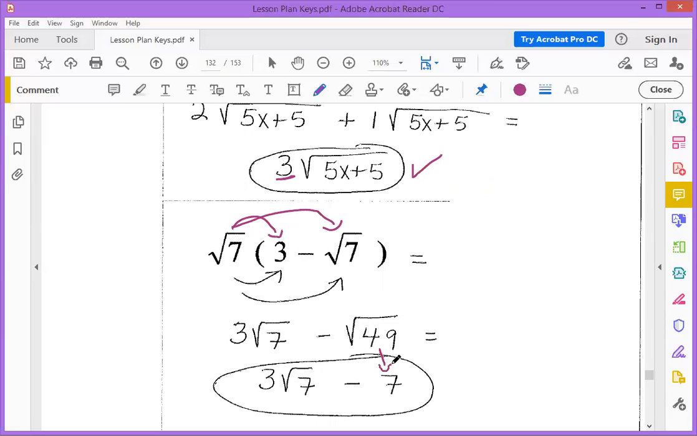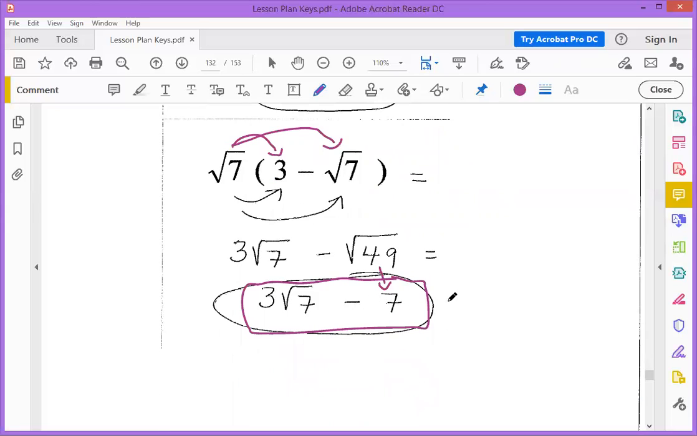The square root of 49 is just 7. And we can't simplify that 7 underneath the square root any further. 7 is prime. So this would be our answer: 3 square root 7 minus 7.